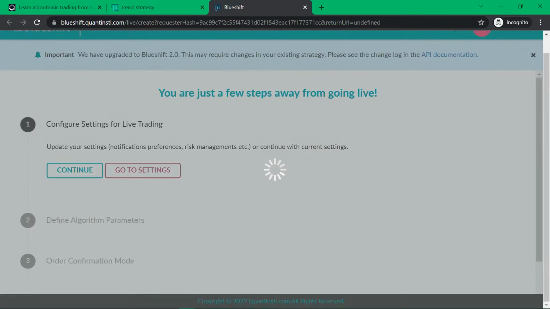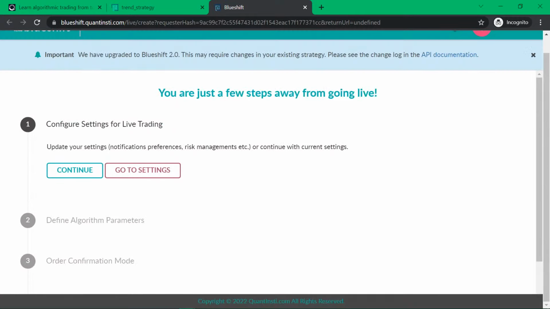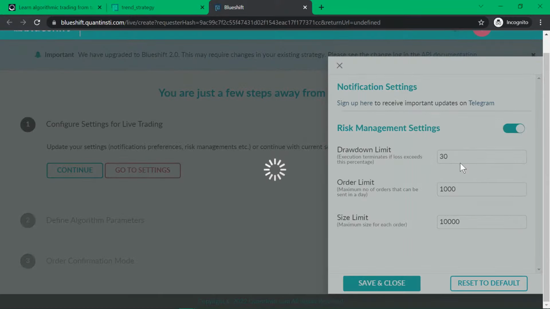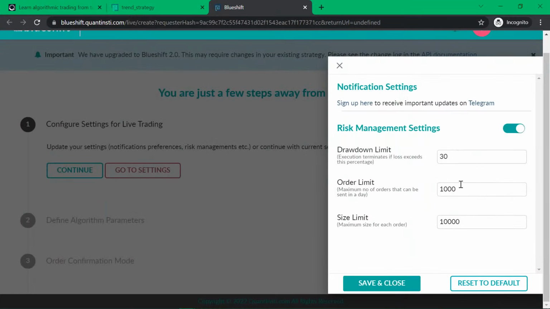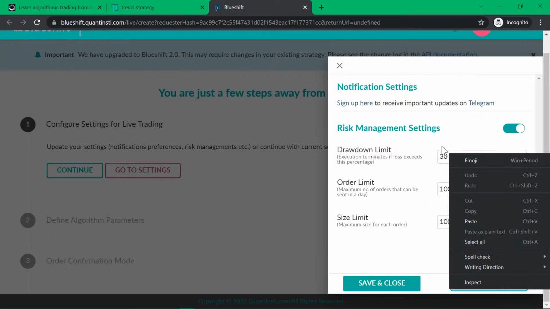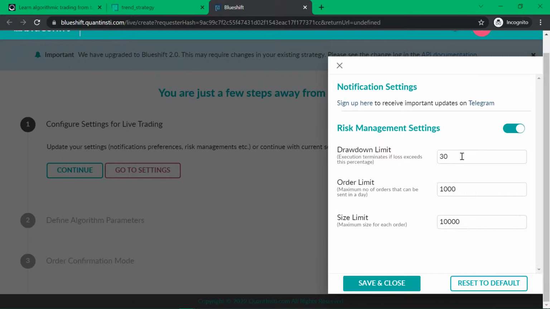So there are 5 small configuration steps you need to do before you take it live. The first one is to give the drawdown limits, order limits, and size limits. Drawdown limit means the maximum loss you can agree for this algorithm to take. For example, it is 30. That means if the algorithm made 30% of loss, you're going to stop this algorithm. So this is basically how we are managing the risk parameters.